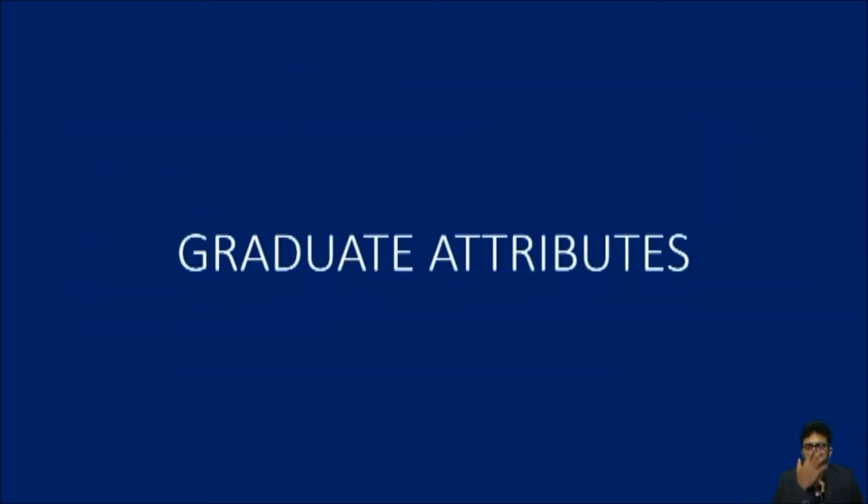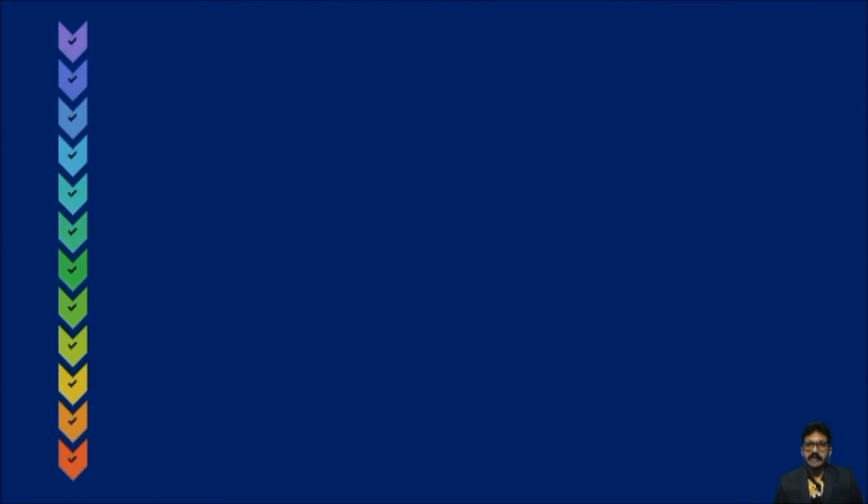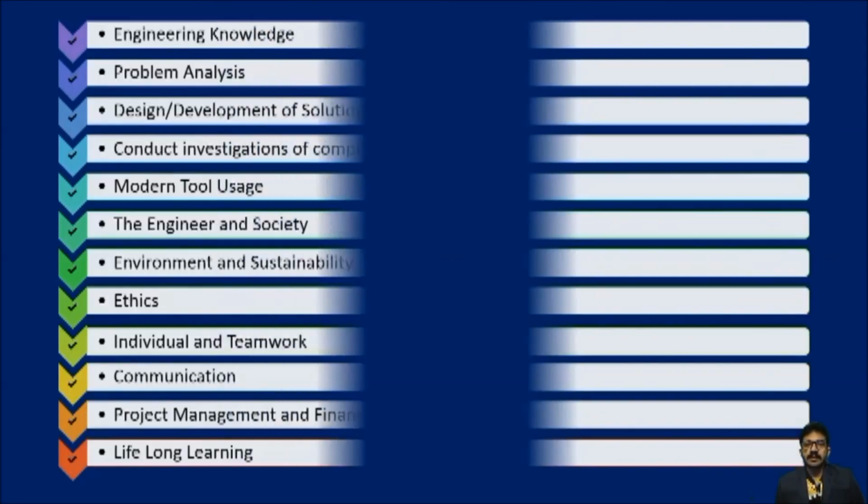As per the National Board of Accreditation, there are 12 graduate attributes, and this is the only subject in engineering where all the 12 graduate attributes are mapped. So let us see what these 12 graduate attributes are.